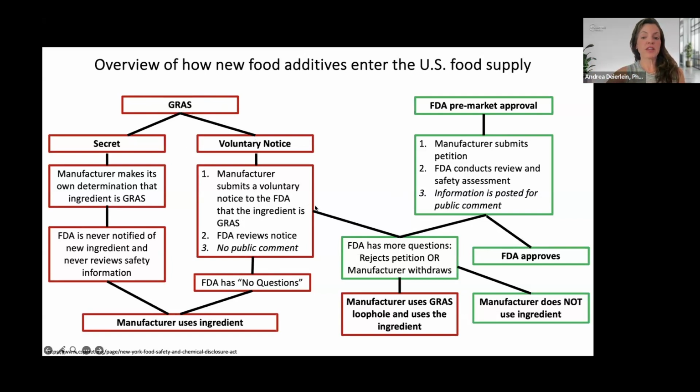Or, as I mentioned, if the FDA has more questions, the manufacturer can just withdraw their voluntary notice and say, okay, forget it, and still it gets into our food system. Or, as I mentioned, there's this sort of secret way where they don't actually even have to tell us. There doesn't even have to be a voluntary notice. The manufacturer can make their own determination, and it again gets into our food supply.